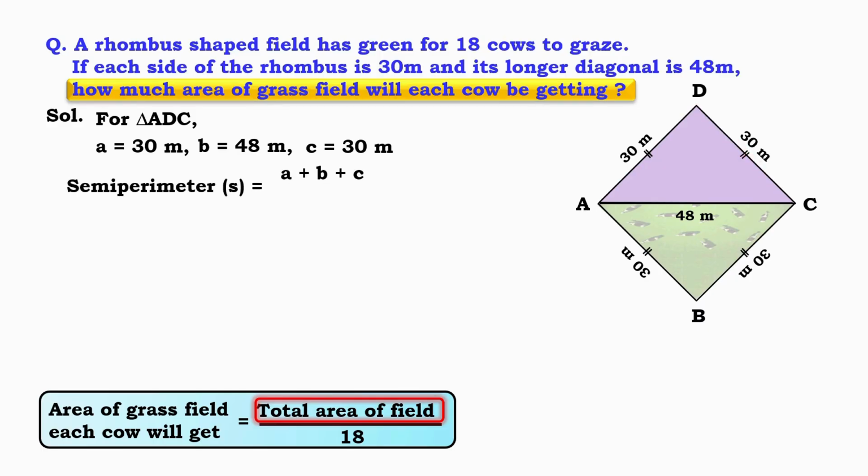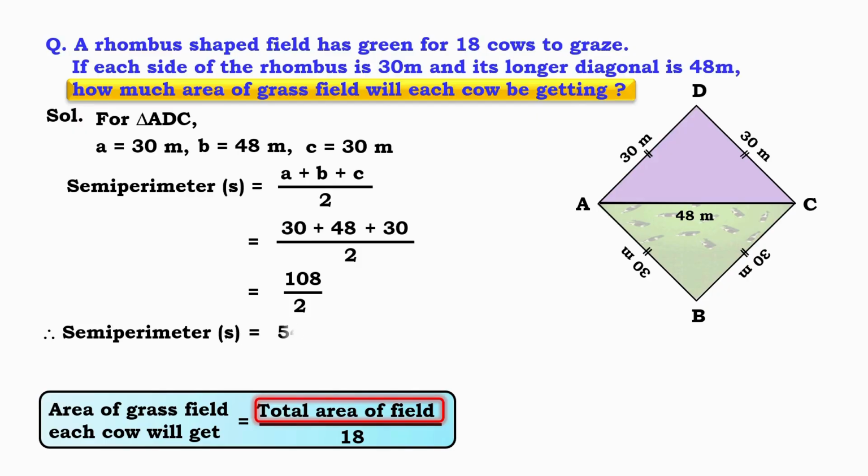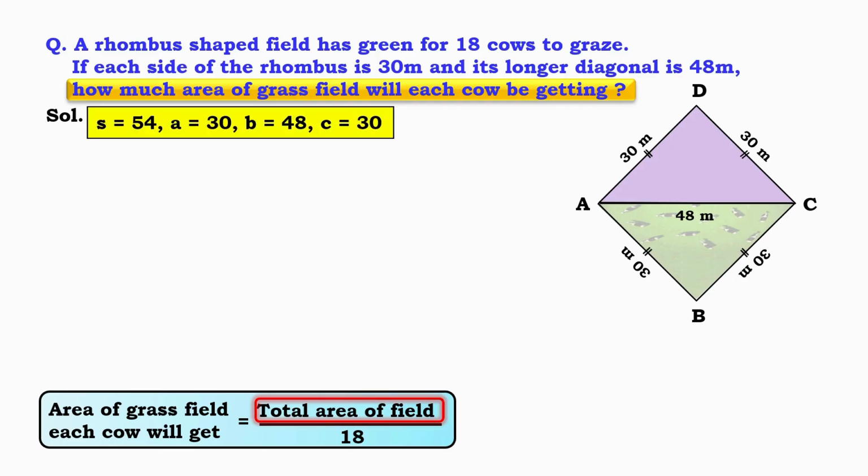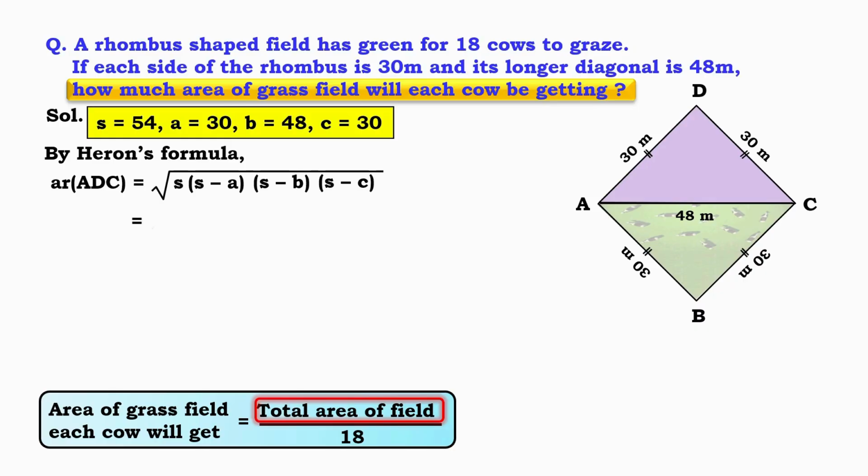So let's find the semi-perimeter: s is equal to (a plus b plus c) divided by 2. That is equal to (30 plus 48 plus 30) divided by 2, which is 108 by 2. If you divide, it will come to 54 meters. Now by Heron's formula, the area of triangle ADC will be equal to the square root of s into (s minus a) into (s minus b) into (s minus c). That is equal to 54 into (54 minus 30) into (54 minus 48) into (54 minus 30).